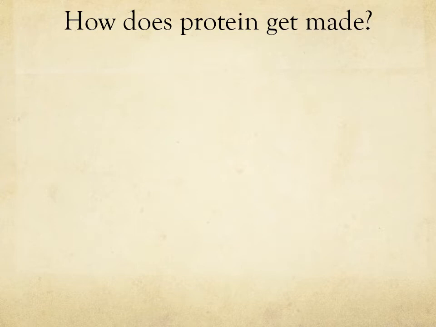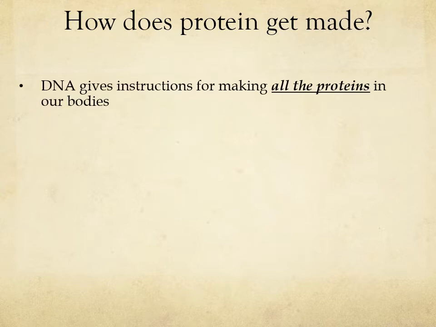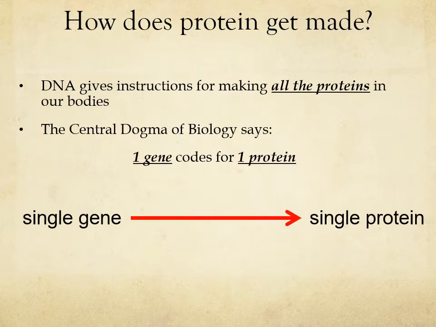So I just mentioned the instructions from DNA being converted into mRNA and going out to the ribosome so it can make protein. But how does that actually happen? As we've seen a lot by now, the DNA is the instructions. It's in the nucleus. It's the recipe for making proteins in living things. A main idea of biology, what we call the central dogma of biology, is that one gene codes for one protein. So every instruction only tells how to make one thing.